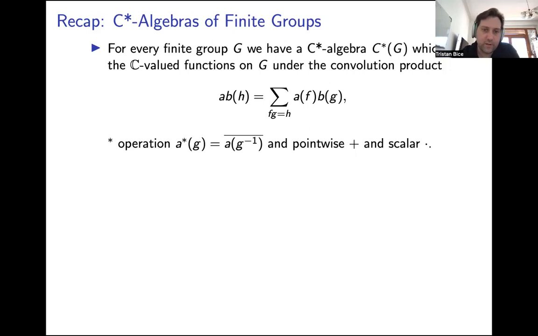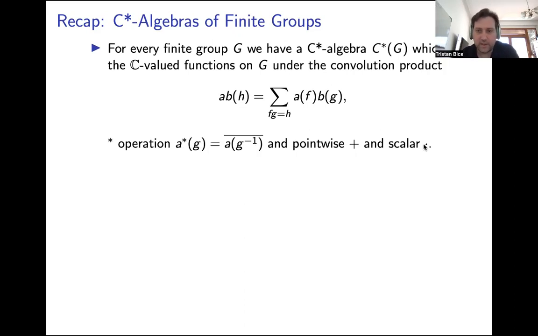The star operation, on the other hand, because it's a C-star algebra we need a star operation, was given just by this kind of, we might call it conjugate transpose. So A star is another function on G, except now the value of A star at g is determined by the value of the original function A at g inverse, not at g. And it's not just this value, you also take the complex conjugate, to be able to give you a nice antilinear function, which gives you your star operation.